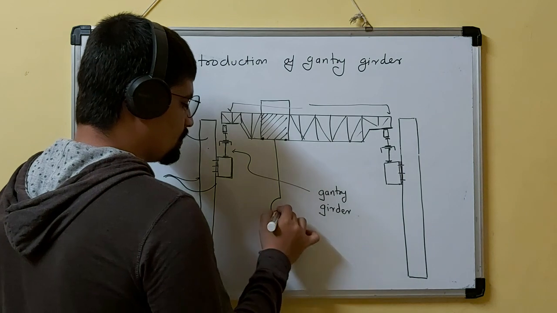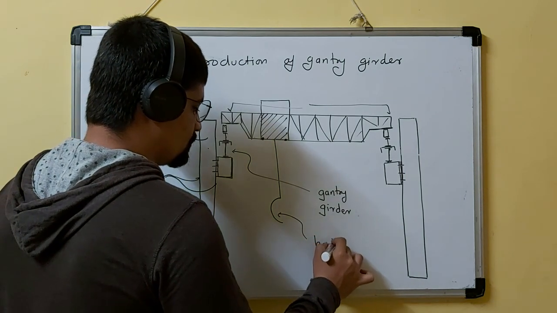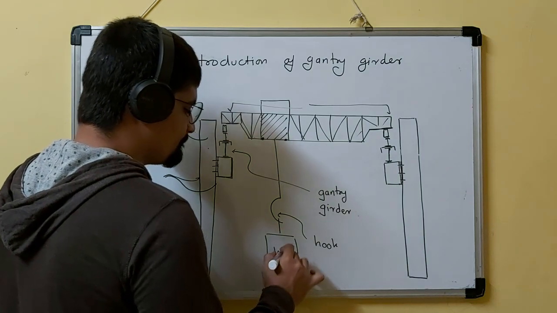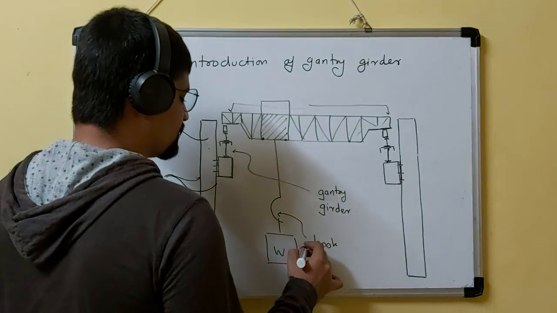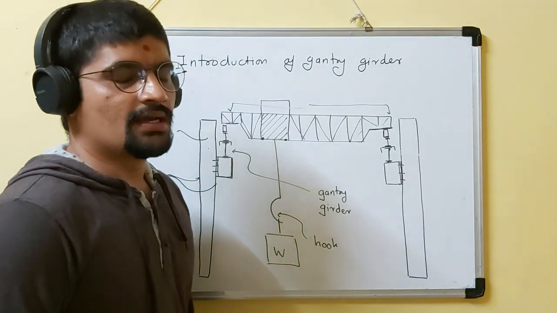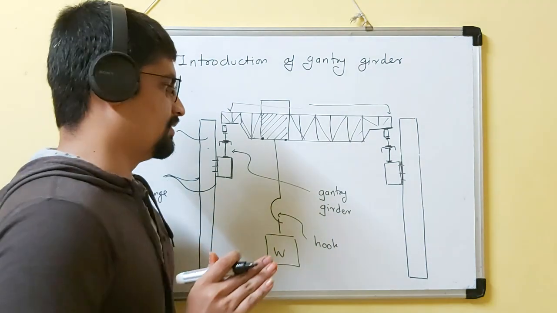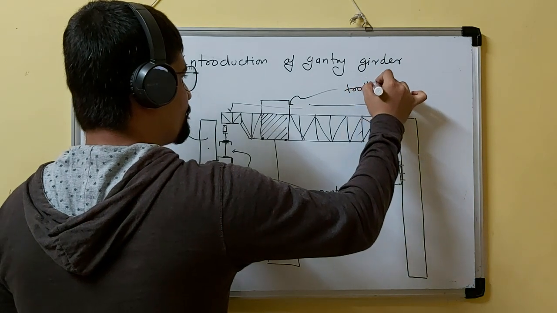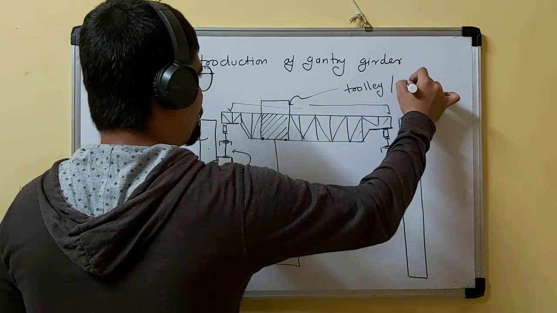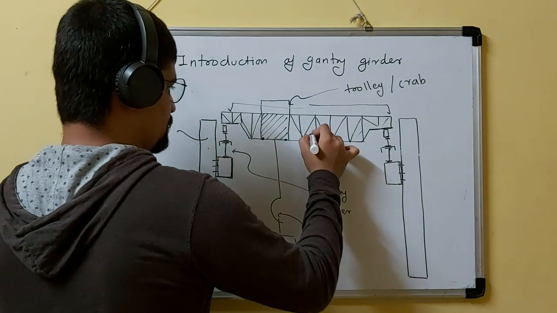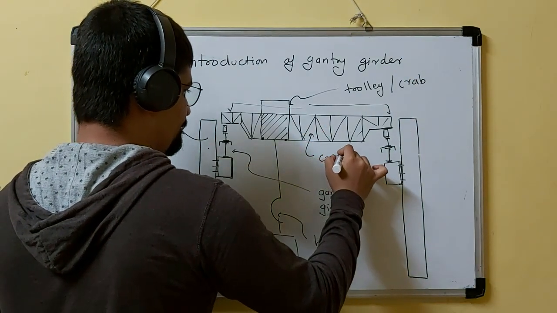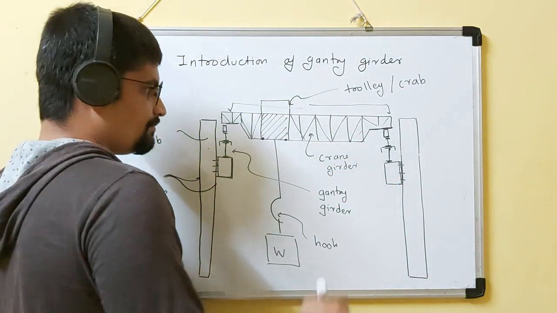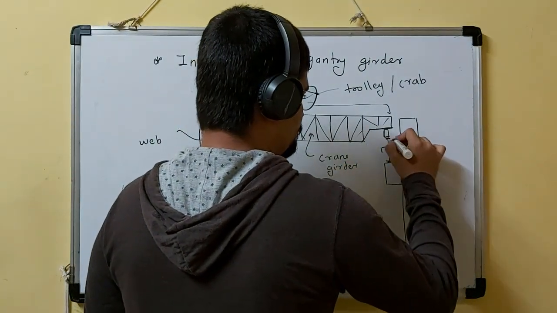This is the hook to lift the weight, to lift weight greater than 50 kN or 10 kN, which cannot be lifted manually. This is the trolley, or it can also be known as crab. This is the crane girder. Okay. This is the rail section.